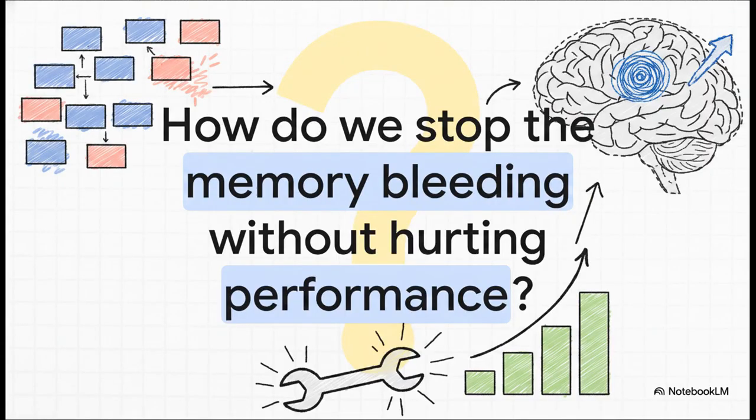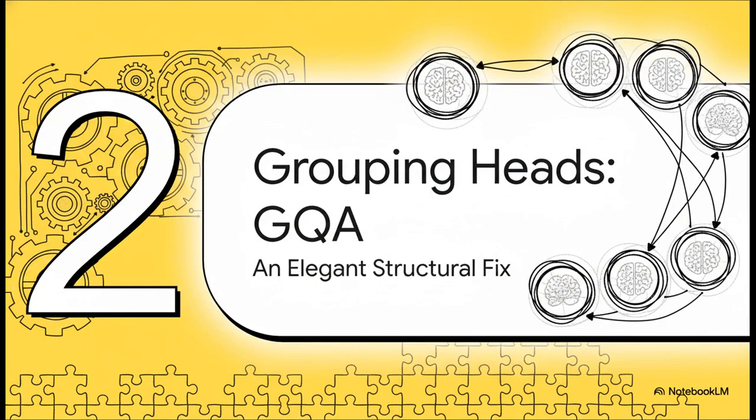Right. This is the billion-dollar question in AI right now, isn't it? How do we get the incredible power of these massive context windows without paying this brutal memory price? Well, that leads us right into our first major innovation. So the first big fix is something called grouped query attention, or GQA for short. And it is just an incredibly clever, really elegant change to the model's fundamental architecture.